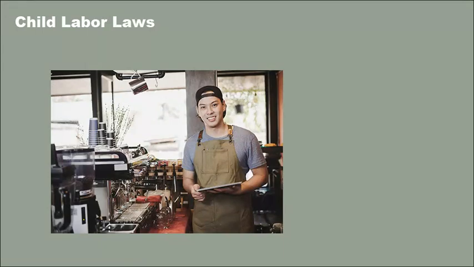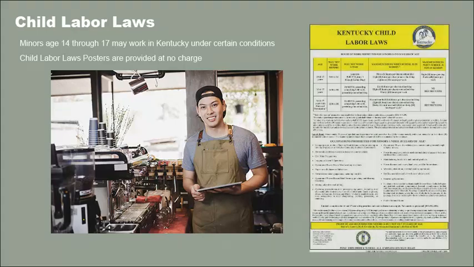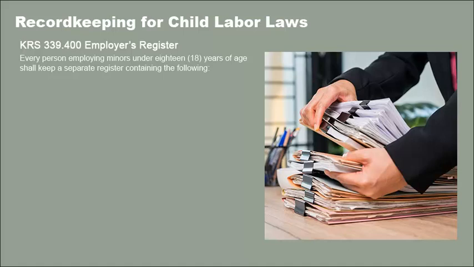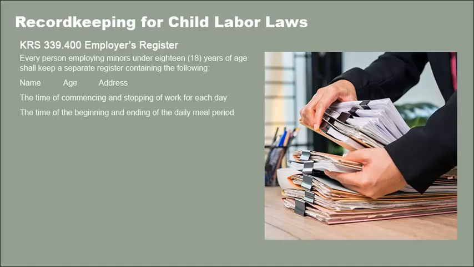Again, KRS 339 defines that a minor must be at least 14 years of age to be gainfully employed under certain conditions in Kentucky. Also, child labor law posters are available and provided at no charge. KRS 339.400 defines that an employer that employs minors must keep the following information on file. Every person employing minors under the age of 18 shall keep a separate register containing the names, ages, and addresses of such employees, the time of commencing and stopping of work for each day, and the time of the beginning and ending of the daily meal period.